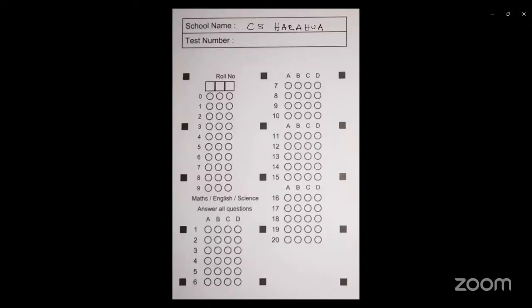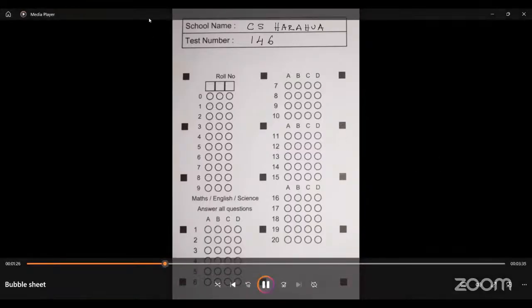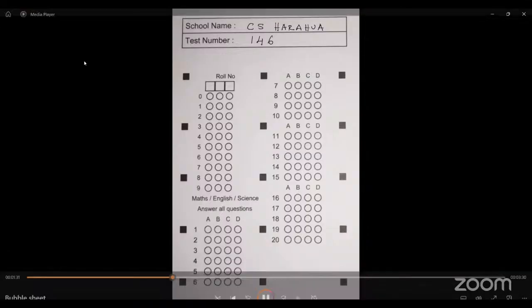This is the first thing. Second thing is test number. Before starting the MCQ exam, Vidya Shakti teacher will display a test number on the screen. You should write that number here. For example, I am writing 146. This is only for example. Actually, Vidya Shakti teacher will display that number. Each test is different. Only that number you should write.